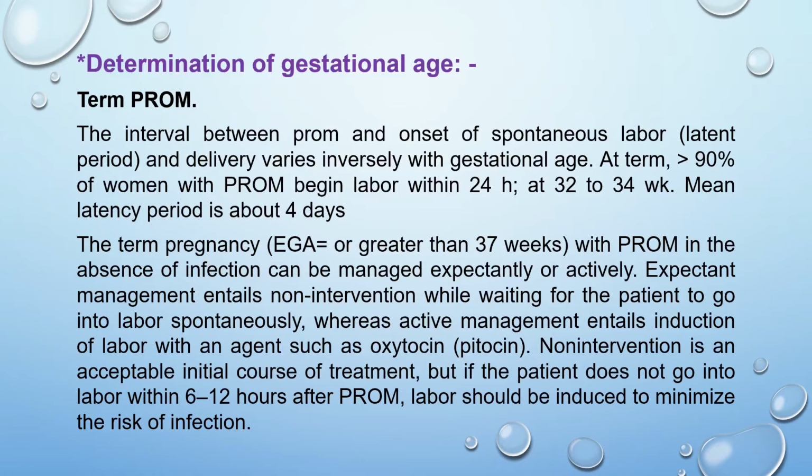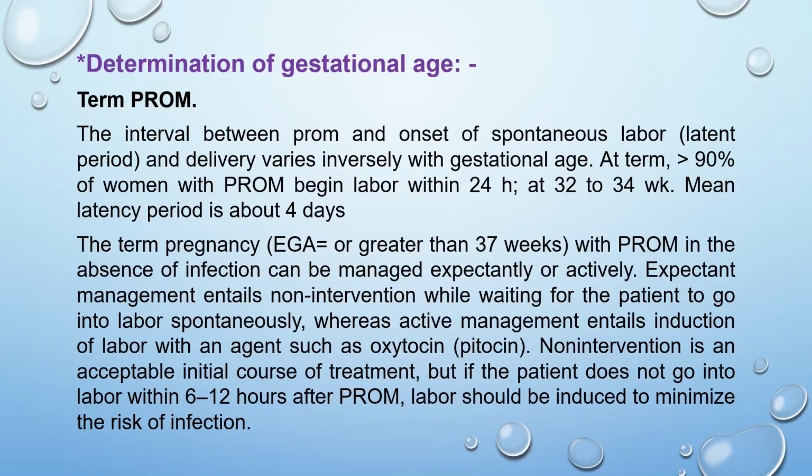إذا the term of pregnancy اللي هو يعني expected gestational age equal or greater than 37 weeks with pre-labor rupture of membrane in the absence of infection can be managed expectantly or actively. Expected management entails non-intervention while waiting for the patient to go into a spontaneous labor. يعني أعوفها براحتها وهي تصير labor خلال 24 ساعة احتمال. لكن الأكتيف مانجمنت لا أني أسوي induction of labor by any يعني agent like for example oxytocin, pitocin, okay?